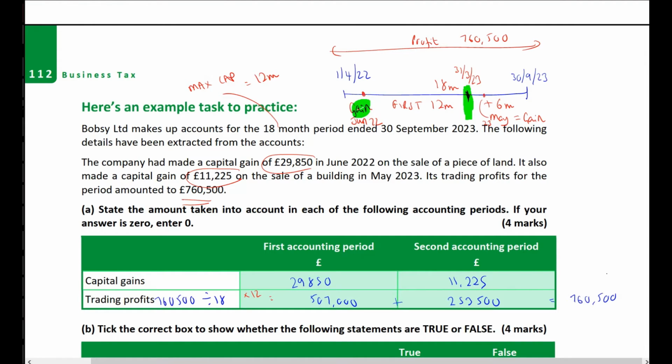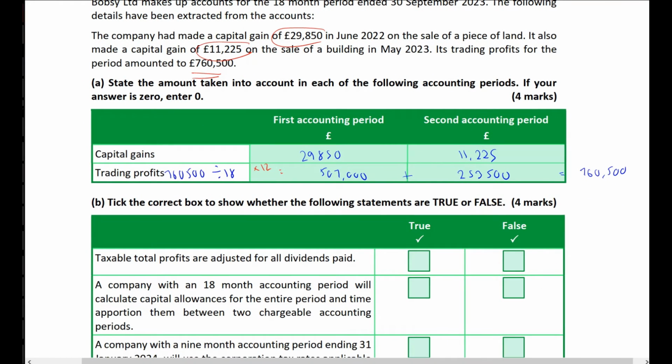Right. Next is to tick the correct box to show whether the following statements are true or false. Taxable total profits are adjusted for all dividends paid. No, they're not. Dividends actually come out of the profit once the tax has been paid. So as far as we're concerned in our computations, dividends have no impact on tax at all. So my profits are not adjusted for dividends. Dividends are paid out of post-tax profits. So that one is definitely false.